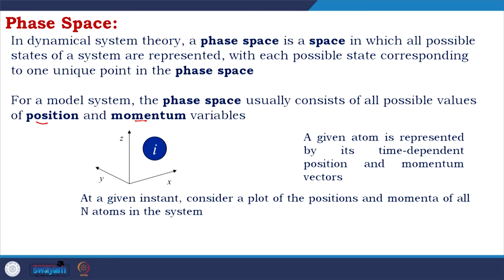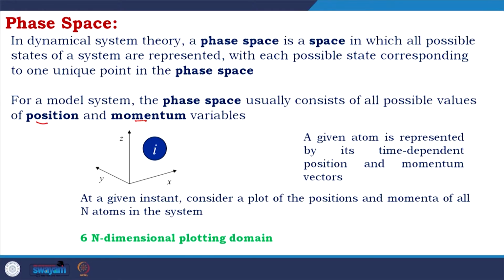So, we start with the I atom. Now, we are considering all the n atoms. So, there would be degrees of freedom in terms of position and momenta. So, there would be a 6n dimensional plotting domain, and that 6n dimensional plotting domain defines the phase space. Let me go into more detail so that you could understand, but before that I have to tell you the concept of ensembles. Phase space and ensembles are very correlated.